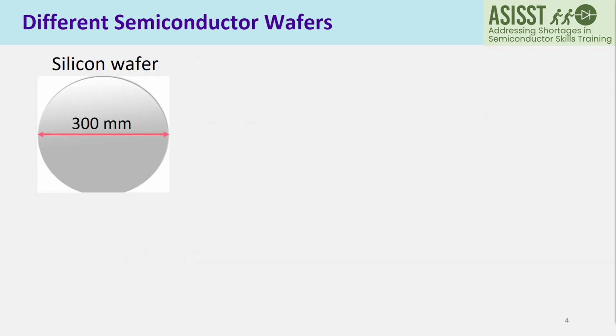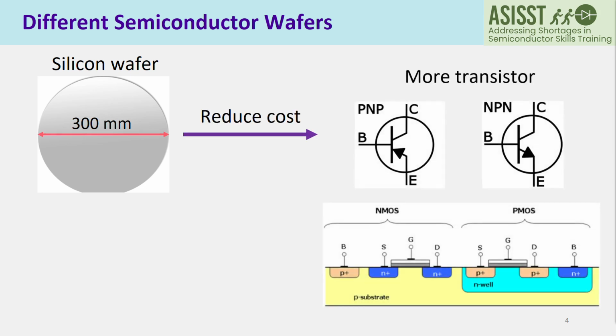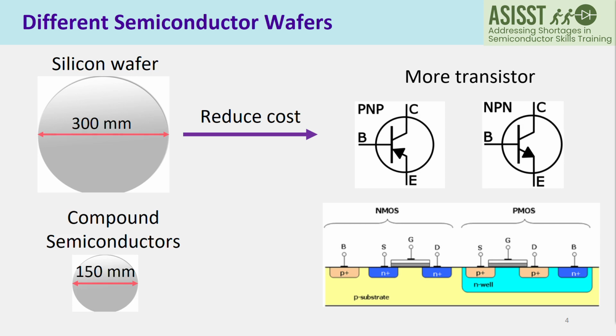A silicon wafer is as large as 300 mm. These very large silicon wafers have helped to reduce manufacturing costs of transistors, the building block of ICs. Wafers for compound semiconductors, which are formed by two or more types of atoms, are much smaller, at most 150 mm.